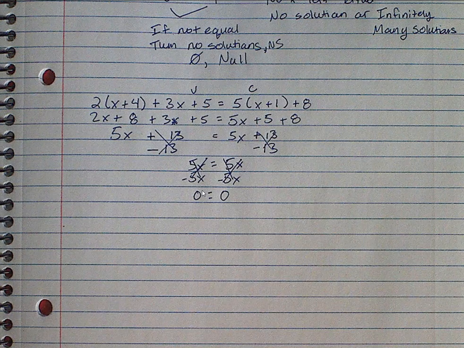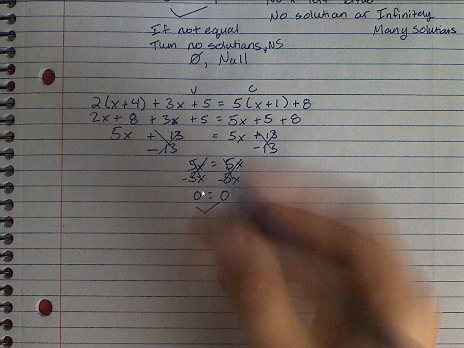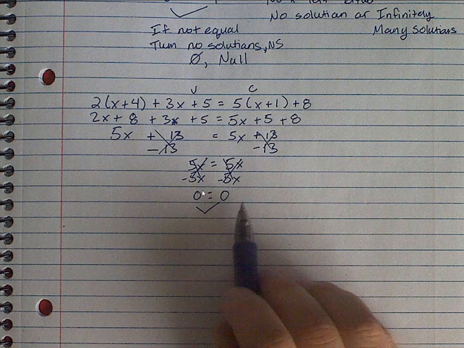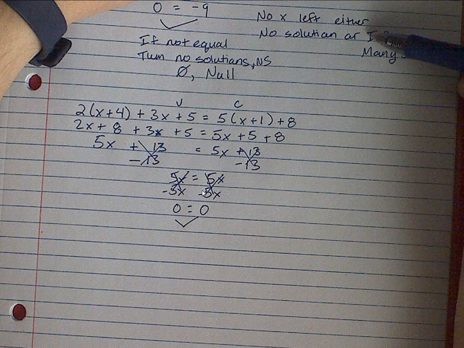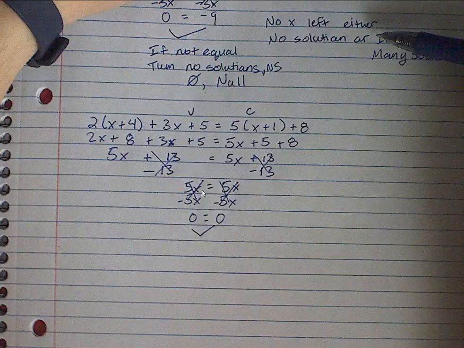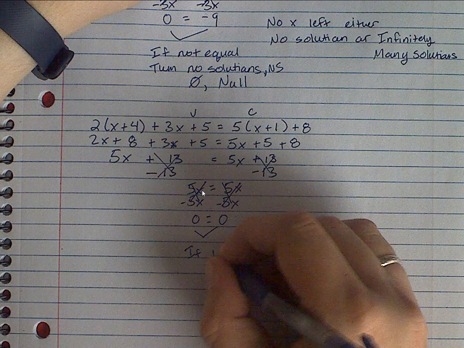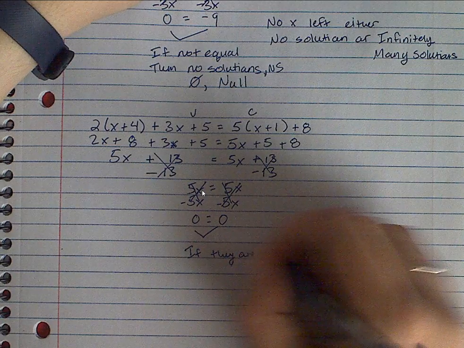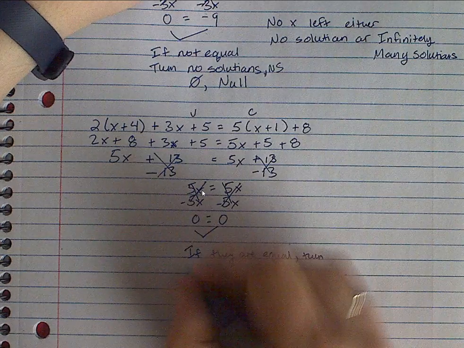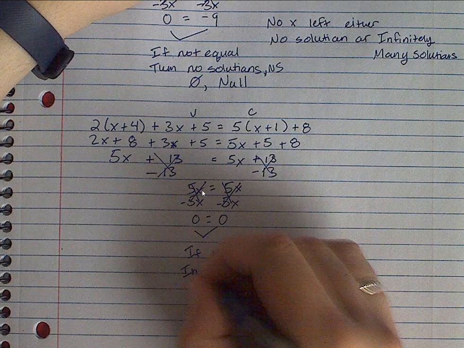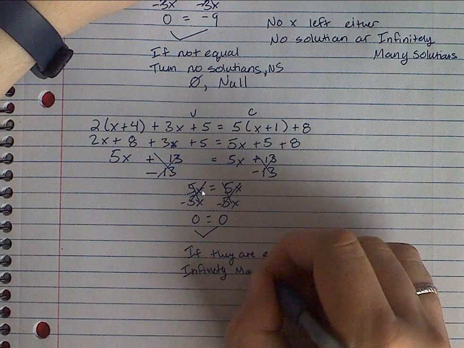Now, in this case, they are equal. So x has gone away entirely. So no x is left, just like up here. There's still no x. So it's either no solution or it's infinitely many solutions. But in this case, they are equal. So if they are equal, then infinitely many solutions.